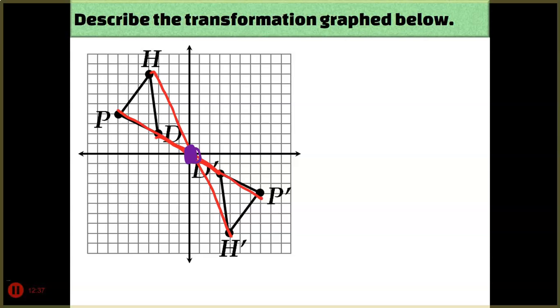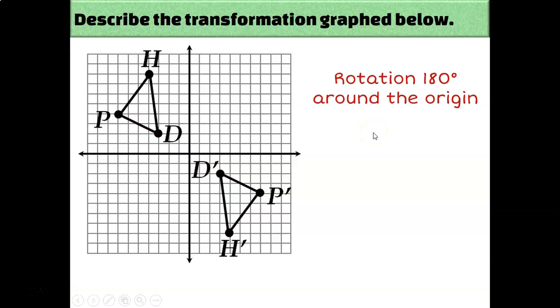Alternatively, you can think about it as triangle PHD went 2 quadrants away. So that makes it 180 degrees because each quadrant is 90 degrees each. And remember that for 180-degree rotations, you don't actually have to say whether it's clockwise or counterclockwise because you would get the same thing either way. So let's try another one.